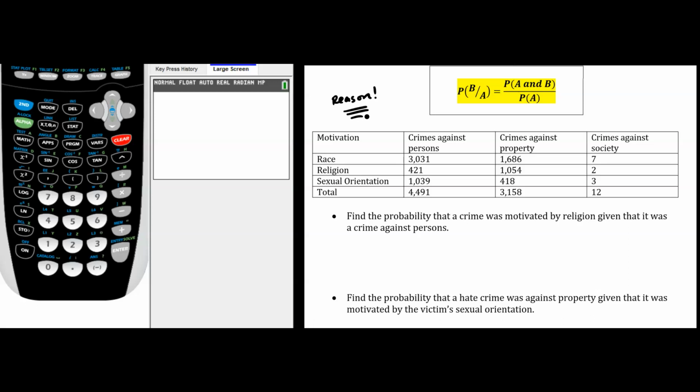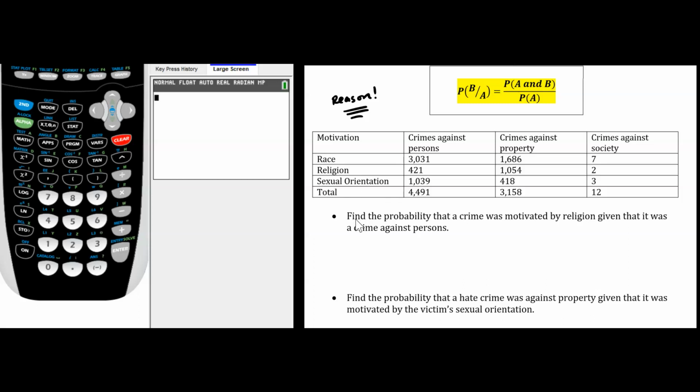I will also show you in one of these examples right now that the formula definitely does apply, but you'll see that the formula almost overly complicates things. And so we'll try to stick to a reasoning approach with these conditional probability examples as much as possible. Okay, so in this example, what we have is a table detailing some information about crimes. We have crimes against persons, crimes against property, crimes against society. And then we have the motivations for those crimes. And the motivations being racial, religious, and sexual orientation.